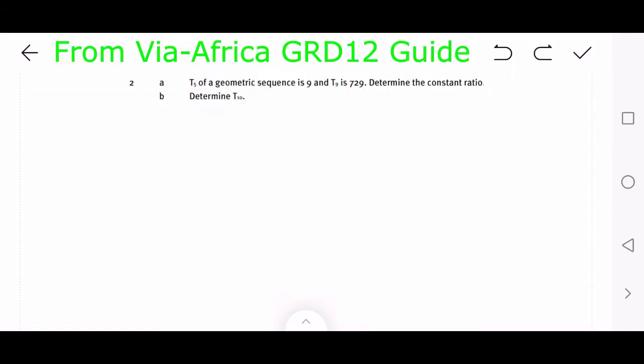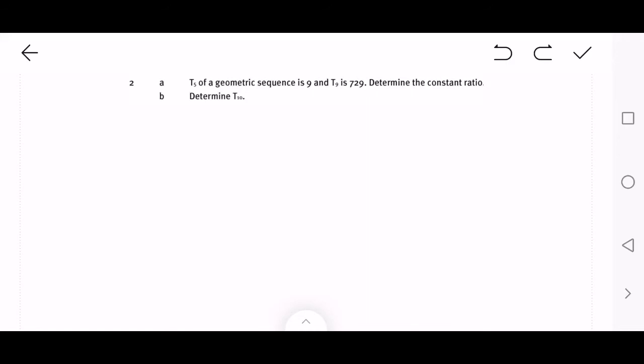So our last question is a geometric sequence, and we're given that T5 equals 9 and T9 equals 729, and we're supposed to determine the constant ratio and then determine the 10th term of this sequence. So what we can do is look at the general formula, which is Tn equals a multiplied by r to the power n minus 1. That's the general formula for a geometric sequence.